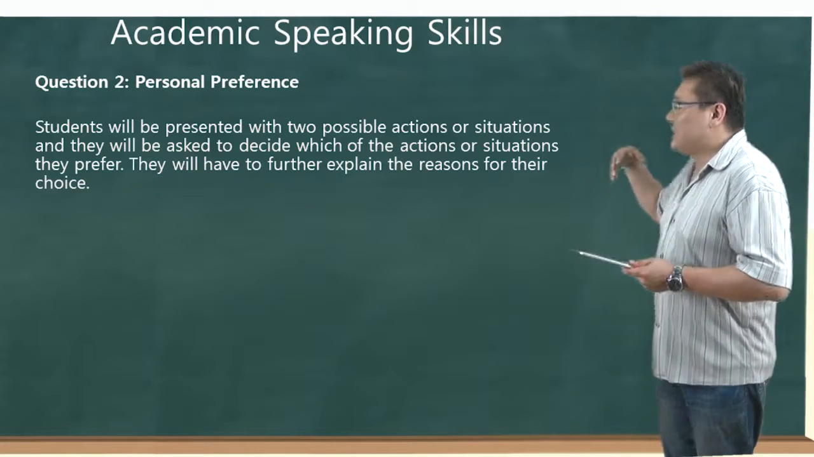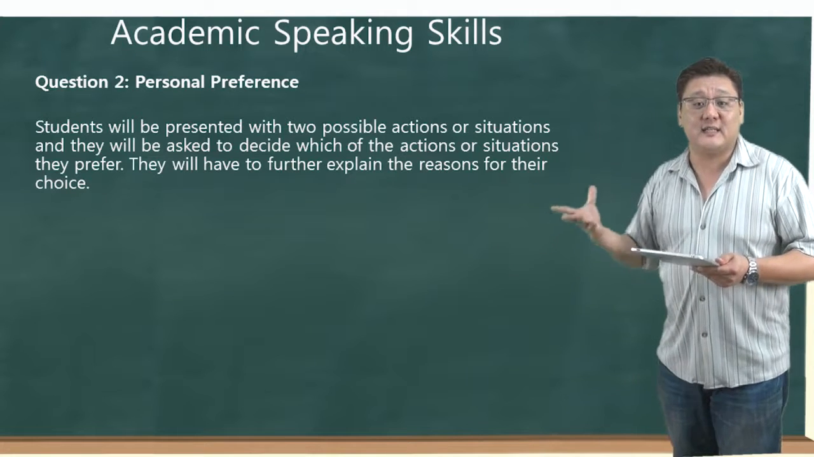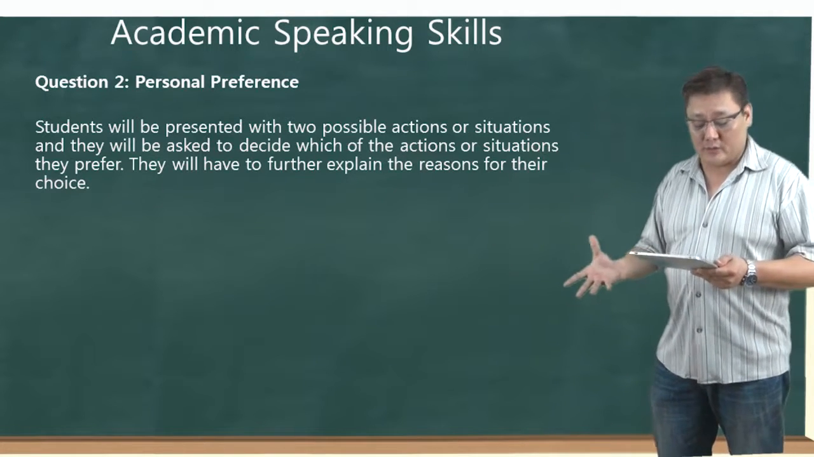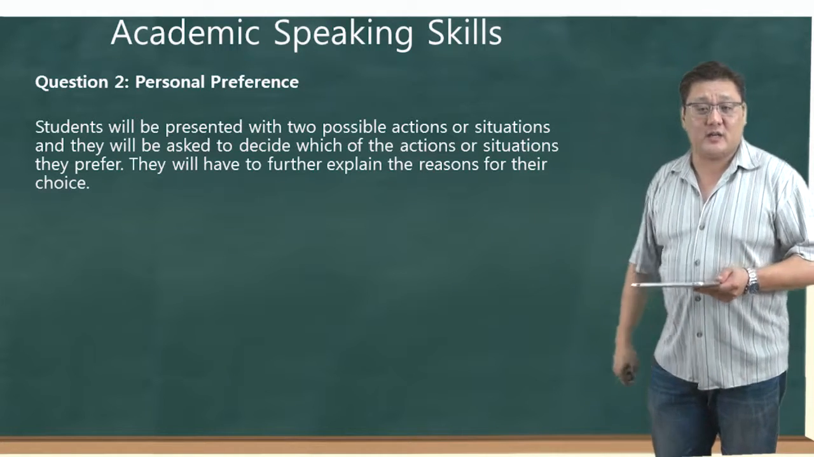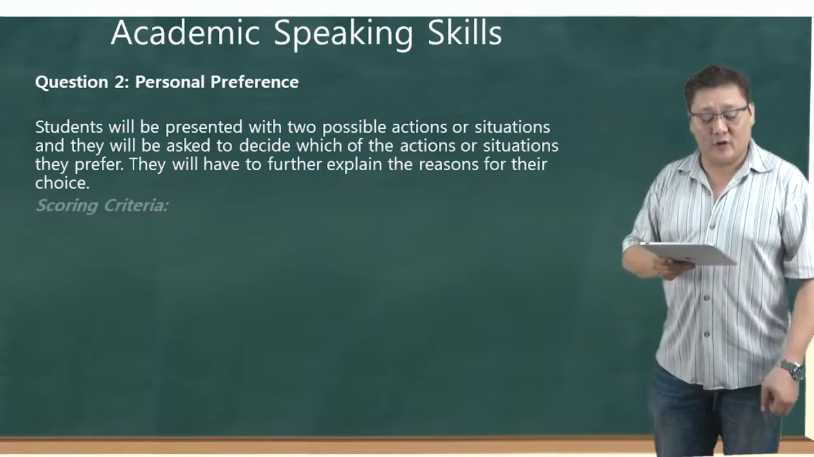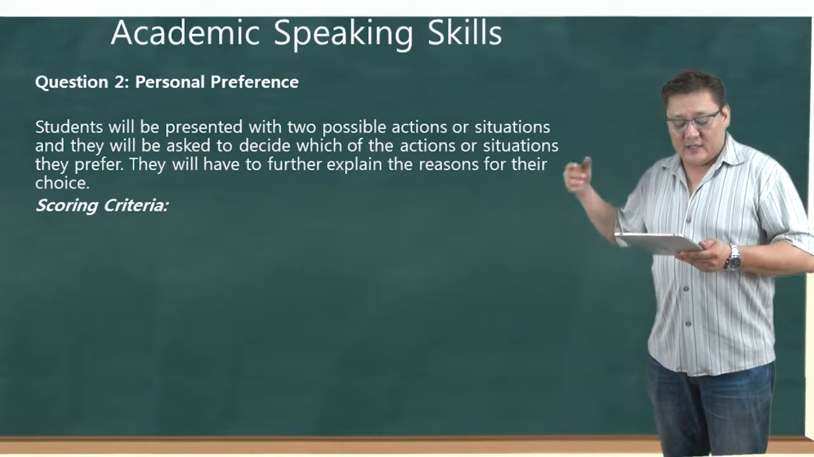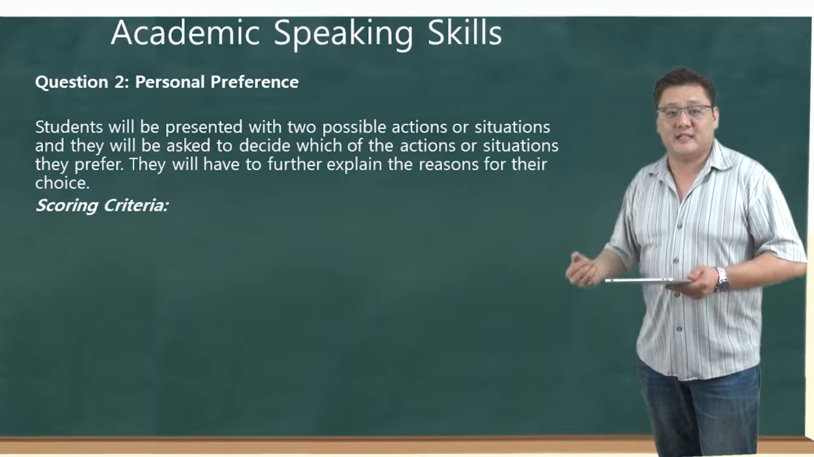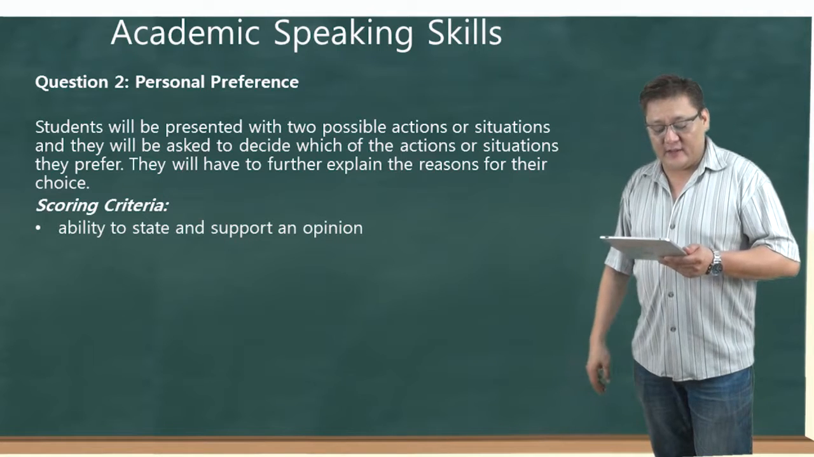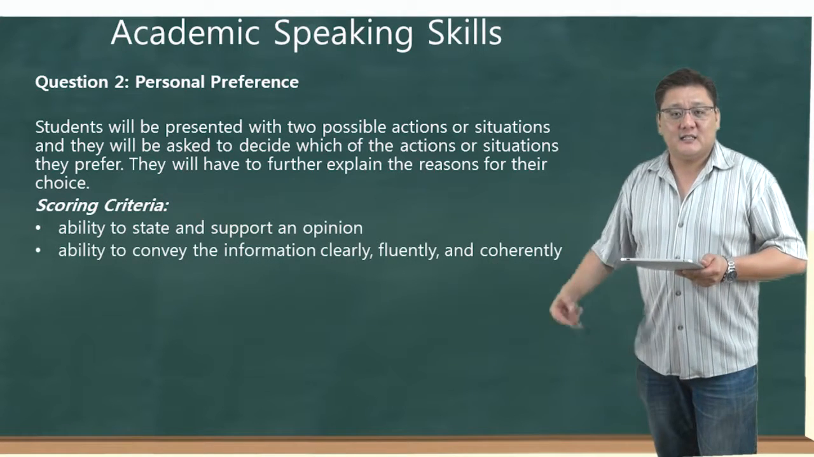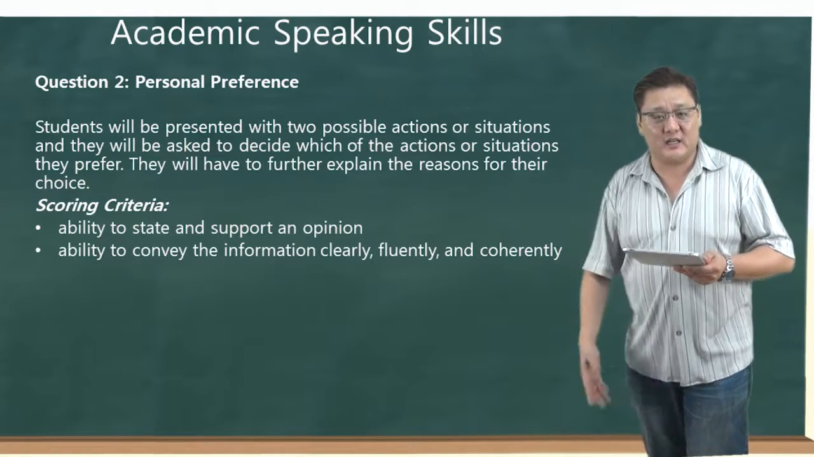So you have to give, 하나 선택하고, 왜 이걸 선택했는지 너무너무 자세히 얘기를 해줘야 돼. 되게 중요해, 이 부분은. Now, ETS에서 어떤 점수를 볼까, 이걸 할 때? First, what are they looking for? Scoring criteria is to state and support an opinion. 자기 의견을 먼저 말할 수 있는지 없는지. Convey the information clearly, fully, and coherently. 상대방이 진짜 이해할 정도로 말할 수 있는지 확인하는 거예요.